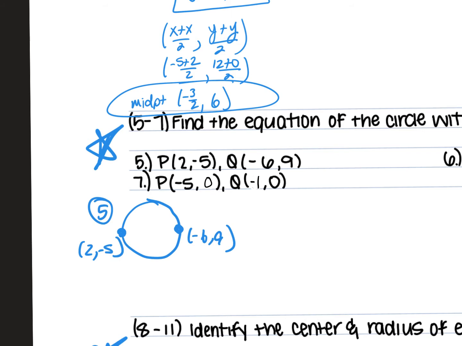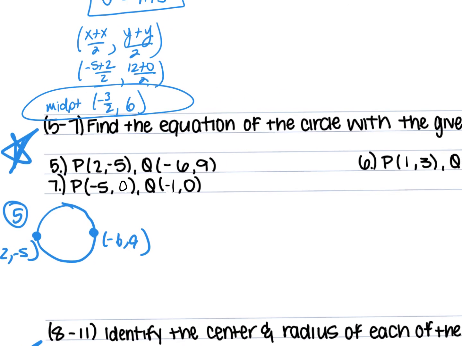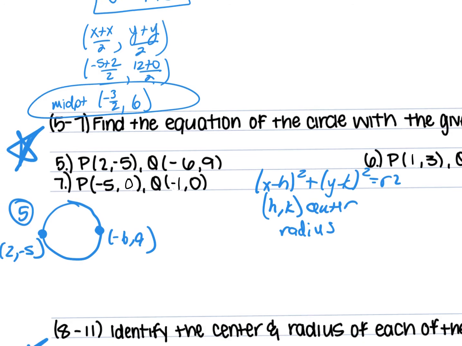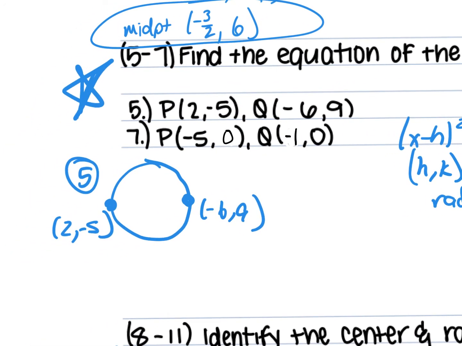In order to write the equation of a circle, my equation of the circle looks like this. It's x minus h squared plus y minus k squared equals radius squared, where h and k are my center, remember, and r is the radius. Again, you guys need to know that. Looking at this, I cannot tell you what the equation of the circle is, but I have enough information to find it.